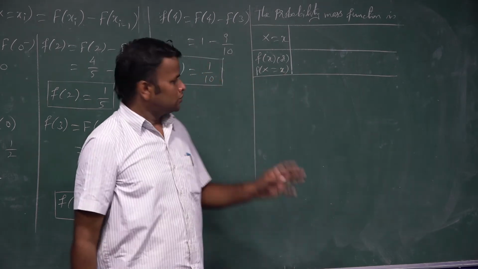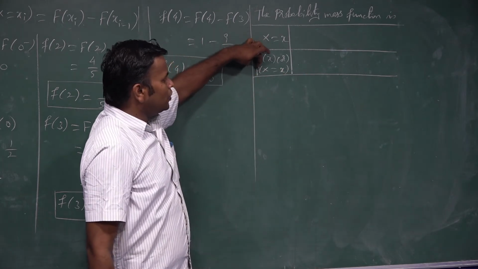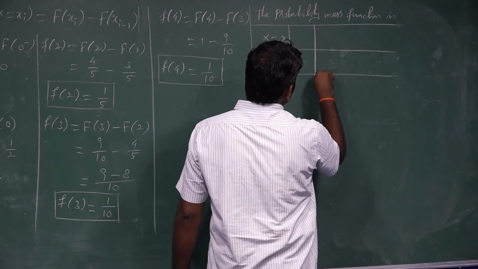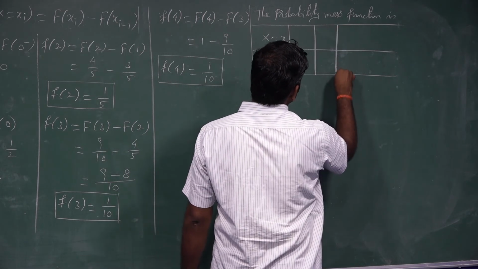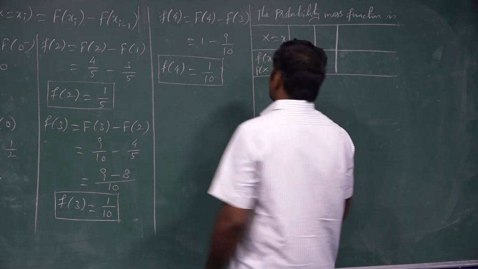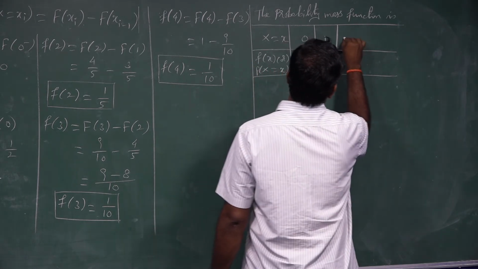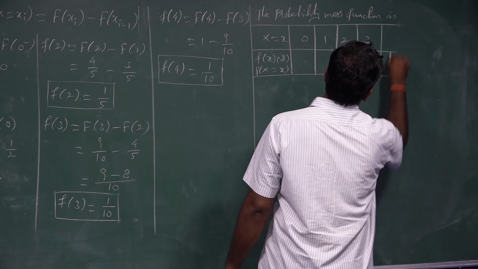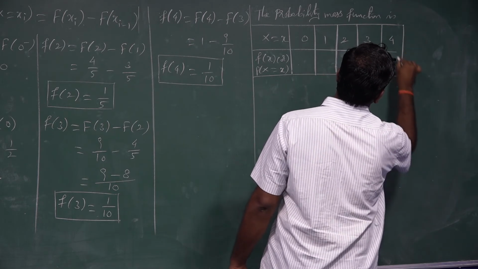We write any one: small f of x or P of capital X is equal to small x. The random variable x can take the least value 0 up to 4. So 0, 1, 2, 3 and also 4.